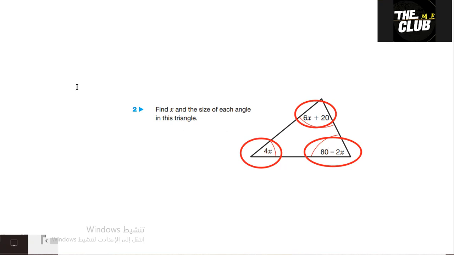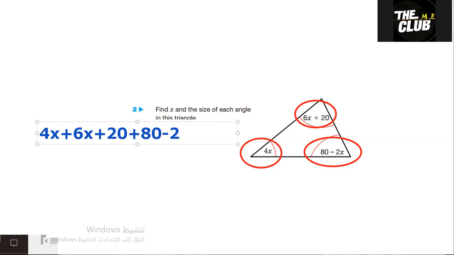So let me do this first. Let me write it like this. 4x, the first thing I have, we'll write 4x here. And then 6x plus 20, and then plus 80 minus 2x. So plus 80 minus 2x equals what? Equals 180, as we said, because all angles together equal 180. So I wrote it as an equation.